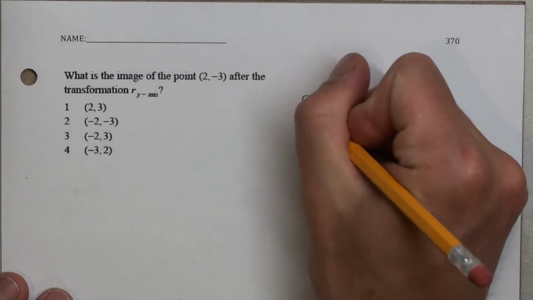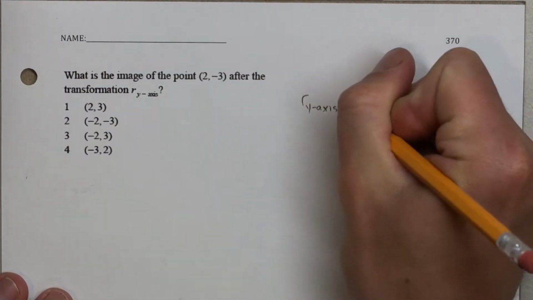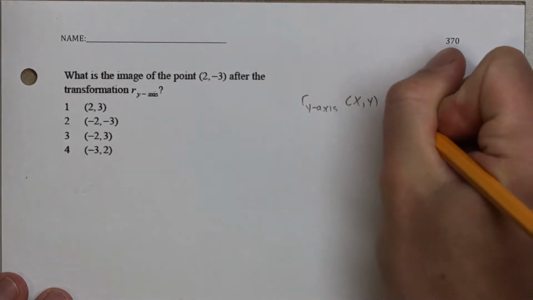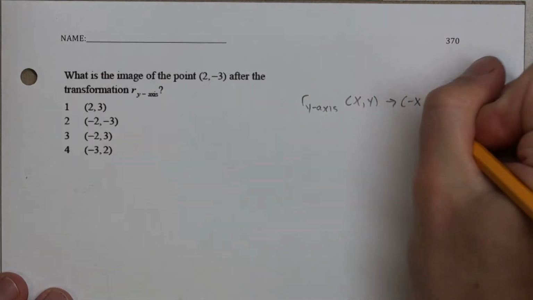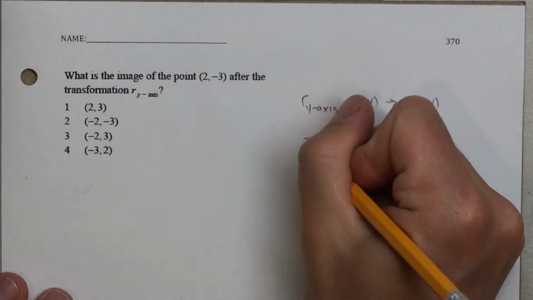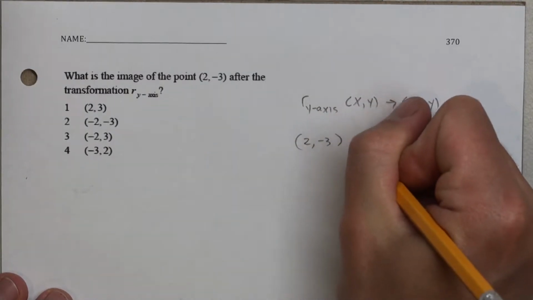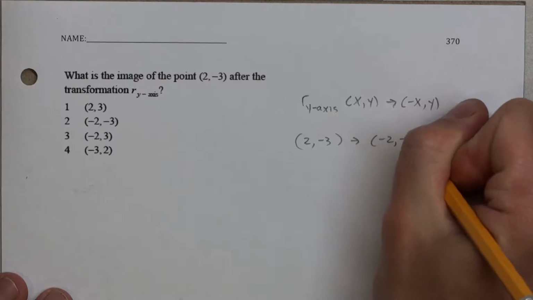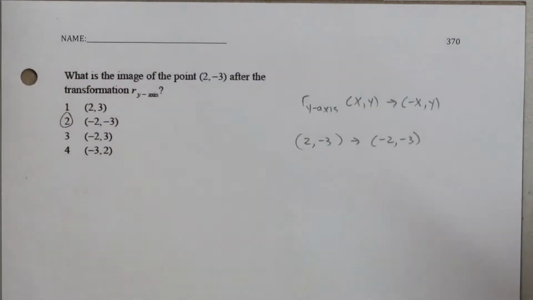So a reflection in the y-axis takes x comma y and makes it negative x comma y. So 2 comma negative 3 would become negative 2 comma negative 3. Choice 2.